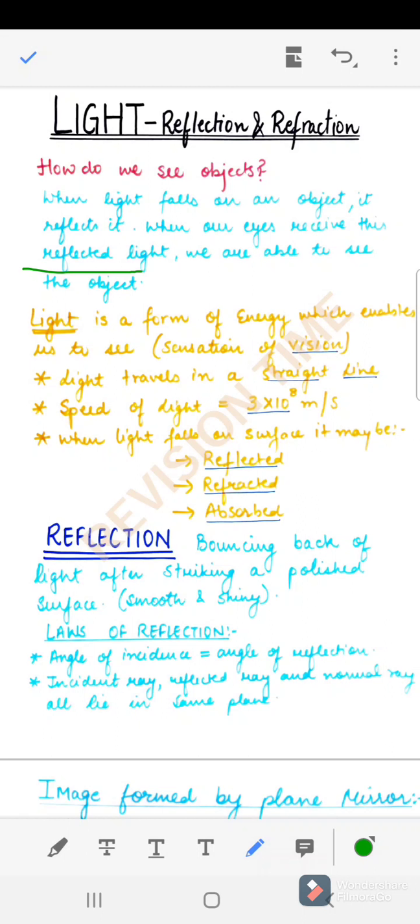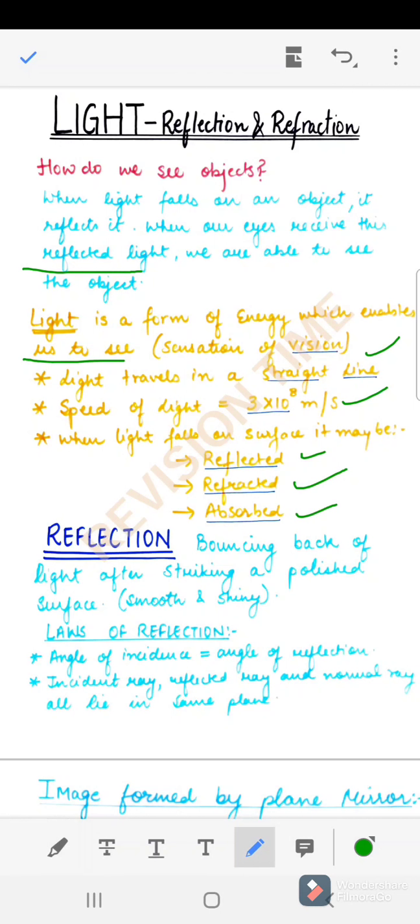Now, what is light? It is a form of energy which enables us to see. It gives us the sensation of vision. Light travels in a straight line. 3 × 10^8 meters per second is the speed of light. And whenever light falls on any surface, it may be reflected or it may be absorbed.